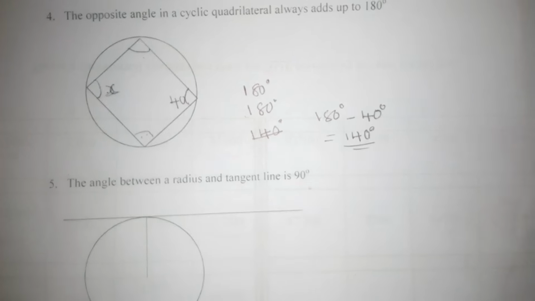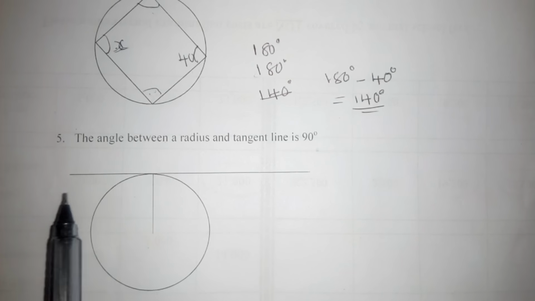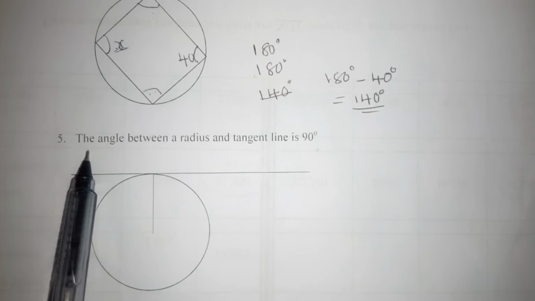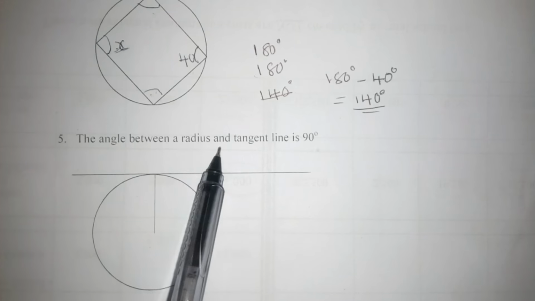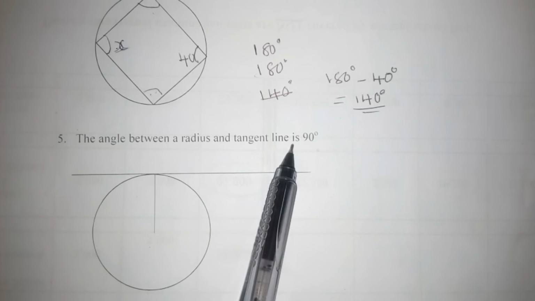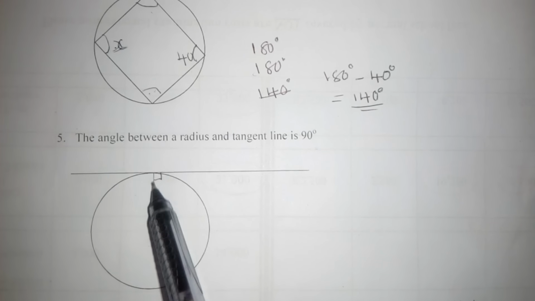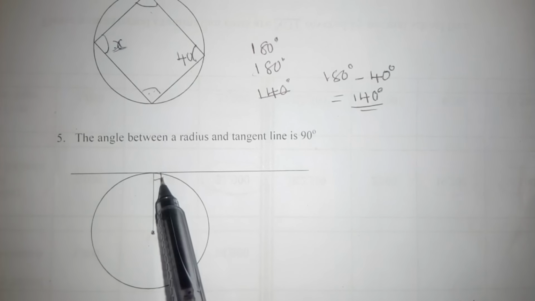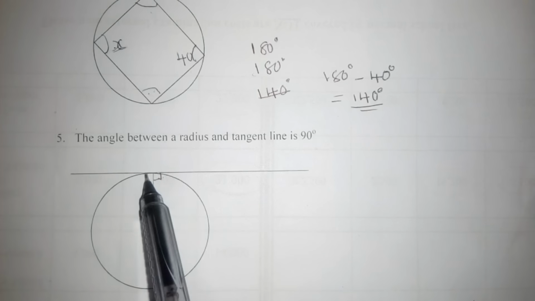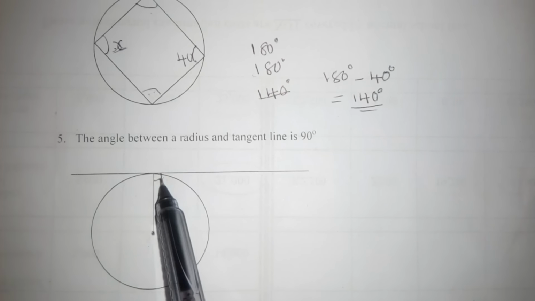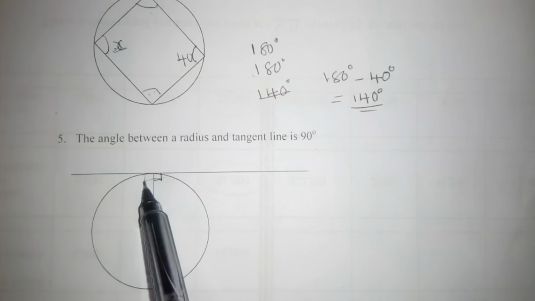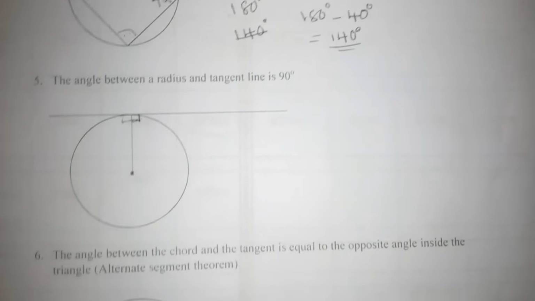Let's go to the next one. This is property number 5. The angle between a radius and a tangent line is 90 degrees. So meaning this angle here, this is a radius, this angle here is 90 degrees because this is a tangent, 90 degrees. Also this one is 90 degrees. This is what we need to know.